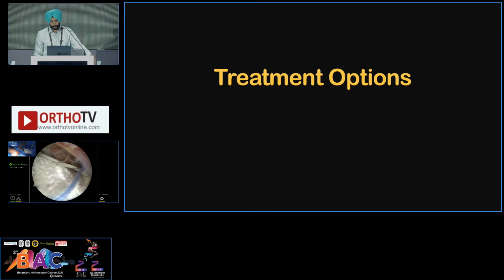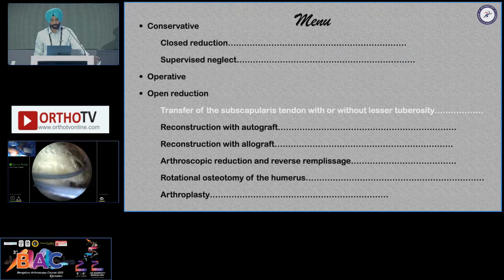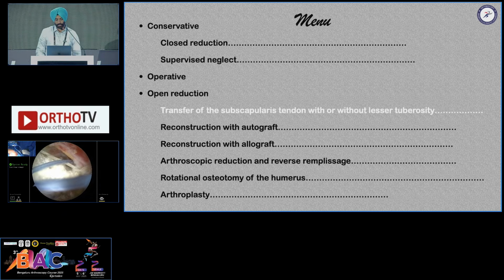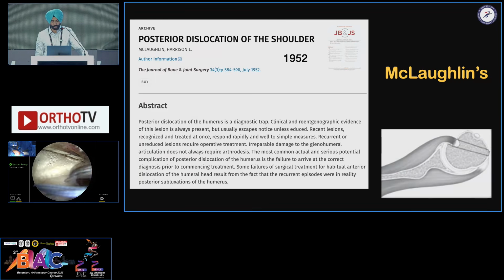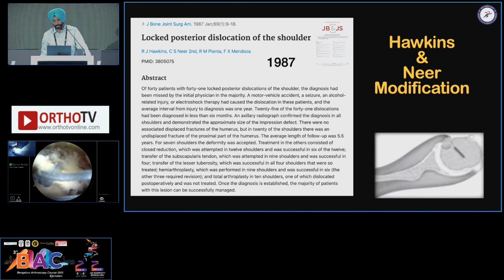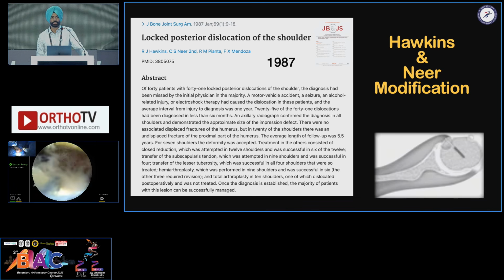So the treatment options start from closed reduction to supervised neglect, and then to open reduction, and different kinds of procedures. But the time-tested procedure which has shown satisfactory results is the transfer of the subscapularis tendon with or without a lesser tuberosity osteotomy. So this was described by McLaughlin, which was just a soft tissue procedure, and it was fixed to the reverse Hill-Sachs lesion, which was modified by Hawkins and Neer, in which they do an osteotomy of the lesser tuberosity and then fix it to the reverse Hill-Sachs lesion.